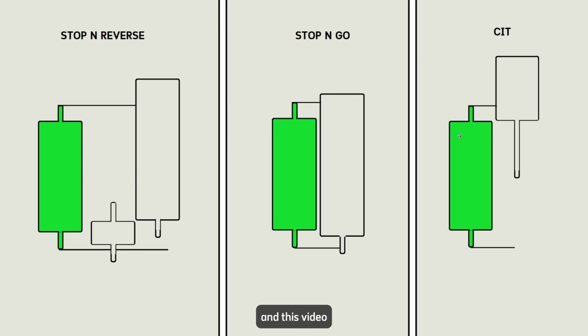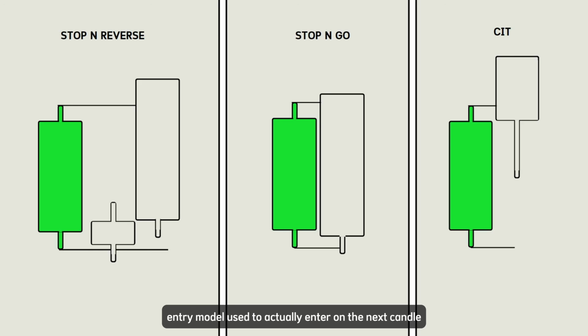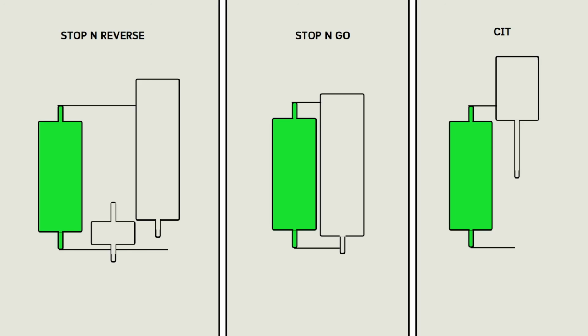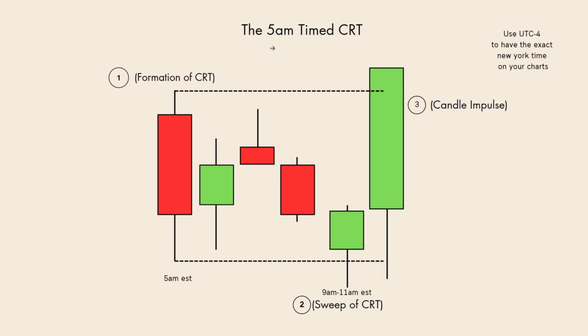In this video, you understand the timing of that candle we wait for and exactly what type of entry model you use to actually enter on the next candle, and a whole entire checklist that you can use while you're trading this exact model. Now, this is going to be from our previous video where I spoke about the time CRT and the candle impulse, but we'll be specifically focusing on the 5 a.m. time CRT, as from my testing, it holds the highest probability.